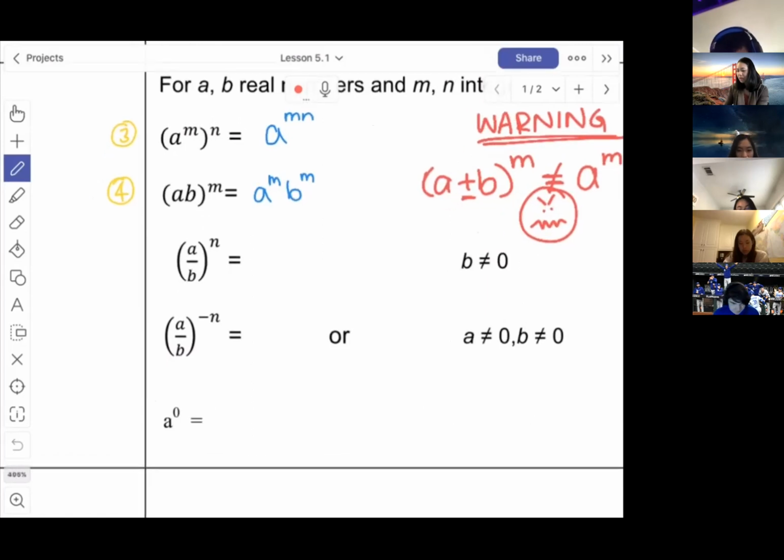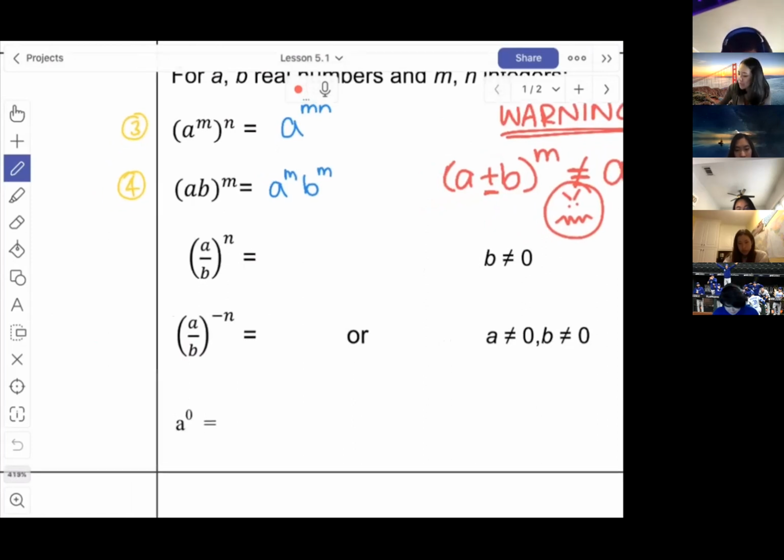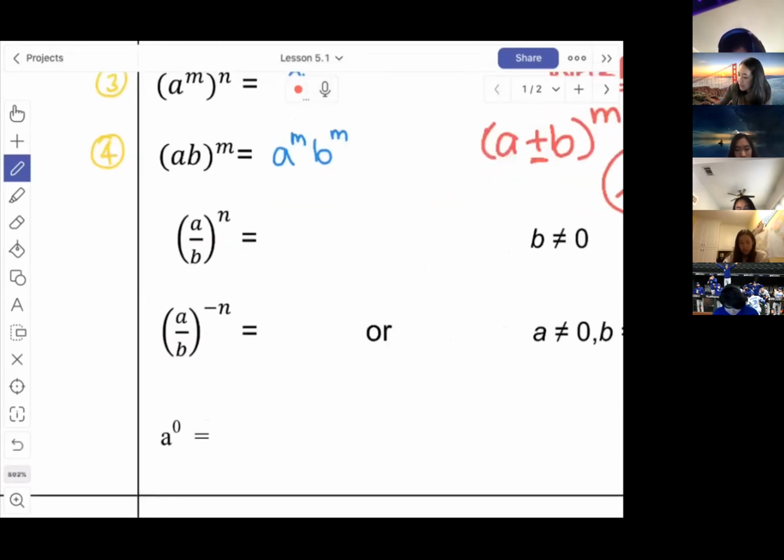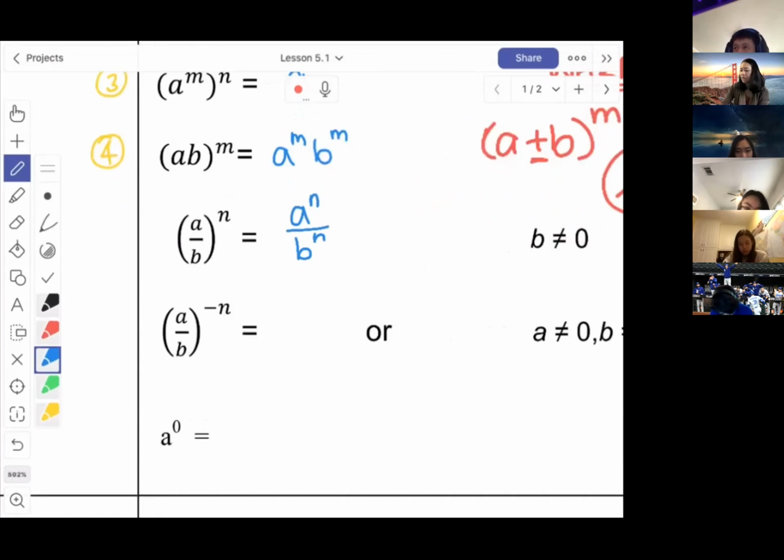Sweet. Let's go on to this next one. So we got a over b to the n. Same thing as the previous one, where you give each base its own exponent. All right. And that's property number 5.